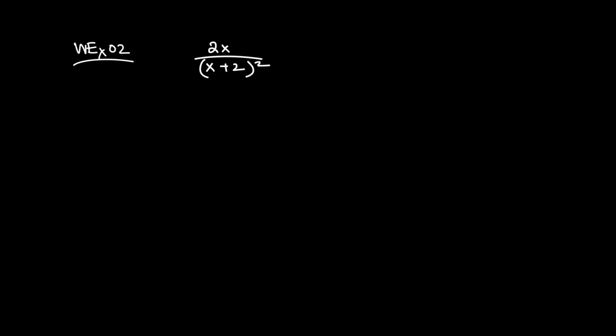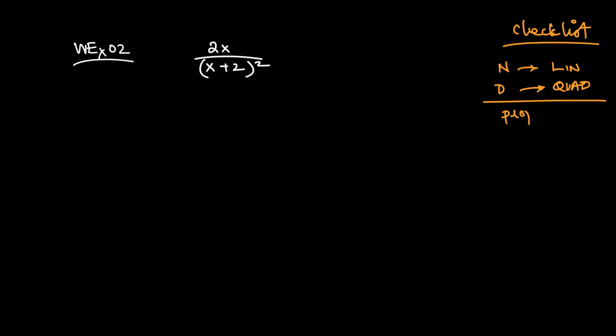Let's move on to the next one. The second worked example is to split into its partial fractions. This time the fraction looks like this: 2x over (x plus 2) whole square. First of all, the checklist. Is it a proper fraction? The answer is yes. The numerator is linear. The denominator, after expanding, is power 2. So therefore, yes, it's a proper fraction. We can get started right away.